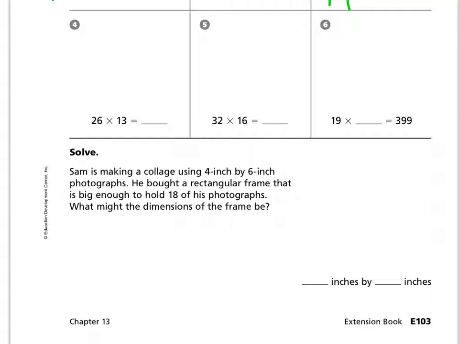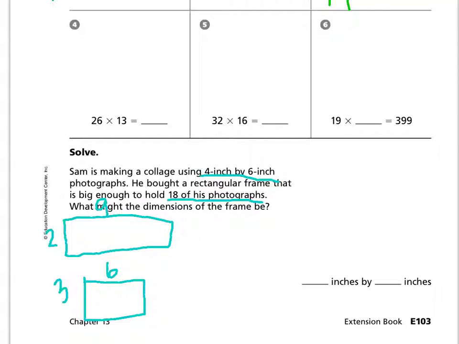For the last one, Sam is making a collage using 4-inch by 6-inch photographs. He bought a rectangular frame that is big enough to hold 18 of his photographs. What might the dimensions of the frame be? Well, I have a couple different options. I'm going to have a 2 by 9, where I would have 2 rows by 9, or I could do a 3 by 6, where I'd have 3 rows by 6.